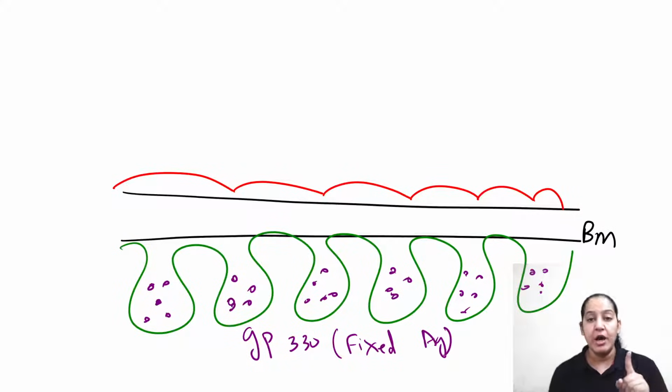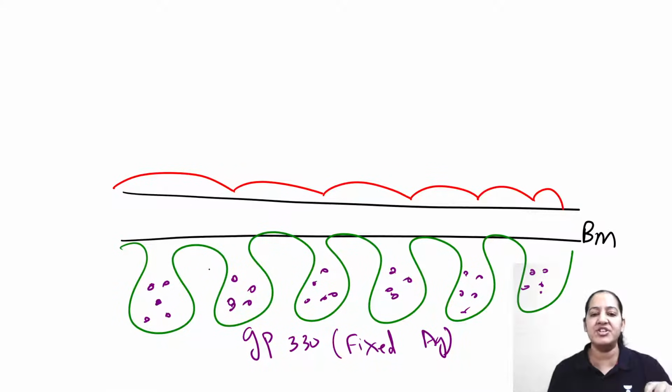It is a fixed antigen. Now compare and contrast this with PSGN, post-streptococcal glomerulonephritis. In post-streptococcal glomerulonephritis, also we are having antigen on the podocyte, but that antigen was a bacteria. Here the antigen is the protein GP330. That antigen was planted here, and this antigen is fixed there.